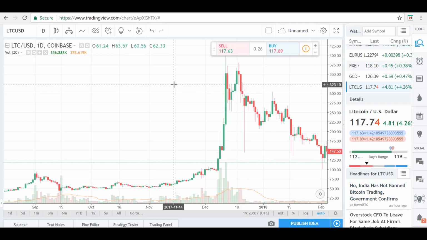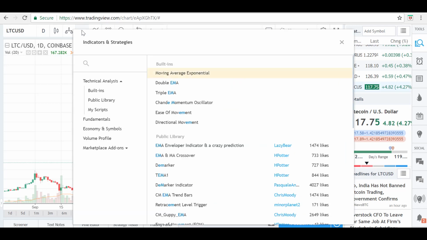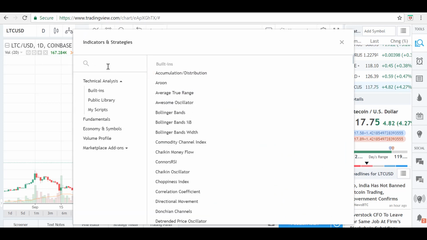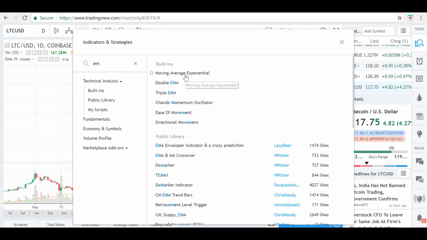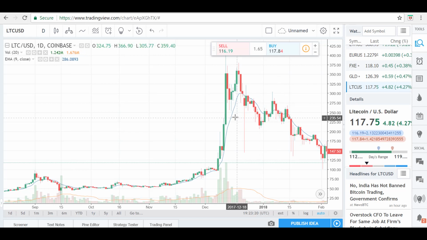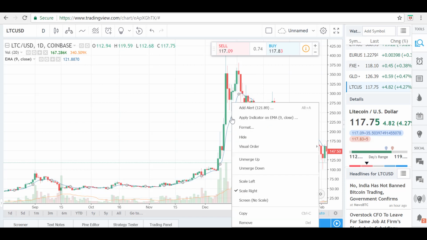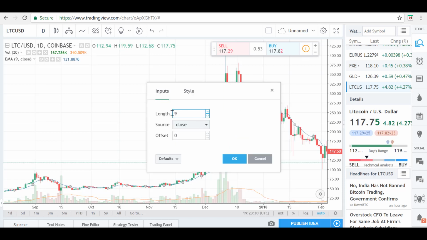For example, let's go to this Litecoin USD daily chart. We will add the exponential moving average from here. We will type EMA, and there it is. In order to change its setting, all you need to do is click somewhere over the line, then right click on your mouse and go to Format. In the length, you enter 13, choose OK, and that's it.